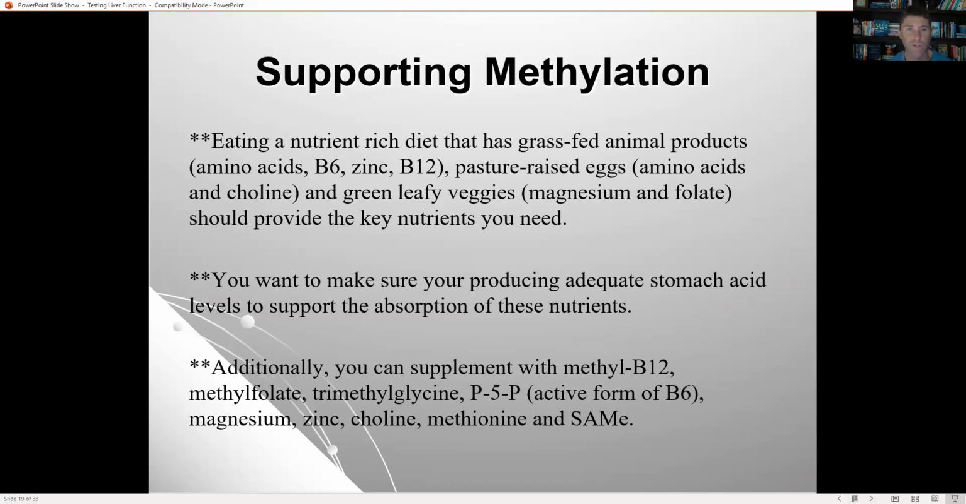Now, supporting methylation, you want to eat a nutrient-rich diet that has grass-fed animal products. That's going to give you amino acids, vitamin B6, zinc, vitamin B12. Pasture-raised eggs, that's the best source of choline, right? So choline is naturally in there, phosphatidylcholine, a great source in pasture-raised eggs. You're also going to get different amino acids, methionine, right? Like we talked about, taurine.